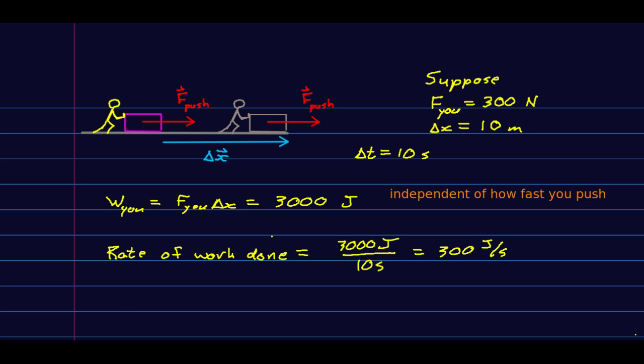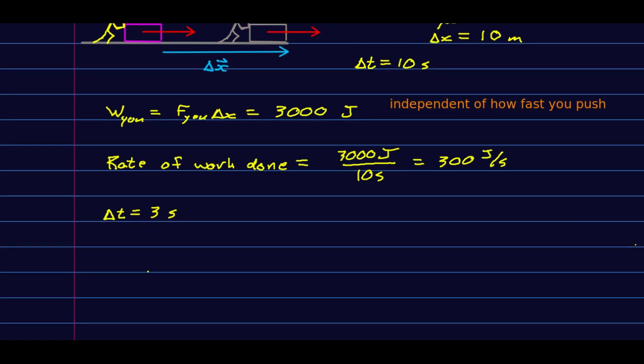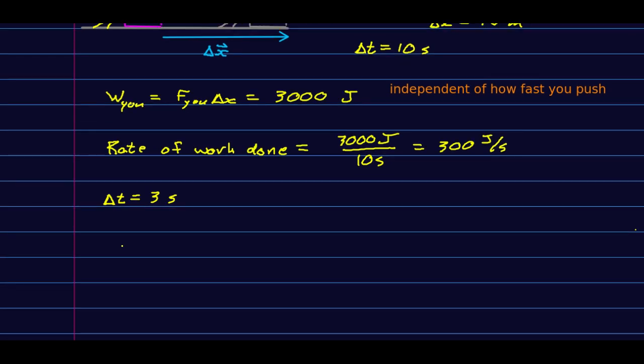Whereas if instead you do this all at a brisk jog or something, so that let's say you take 3 seconds, which means you're going somewhat over 3 meters per second, which is easily done, right? That's a fast jog, say. Then the rate is 3,000 joules over 3 seconds, and that's now 1,000 joules per second. Well, you might say, so what?